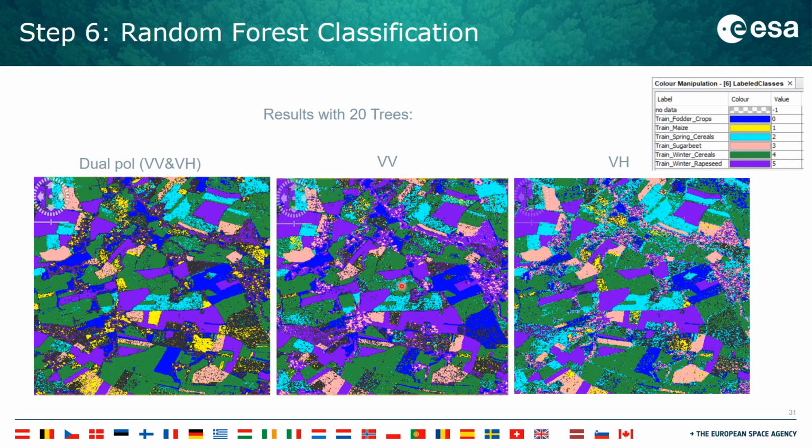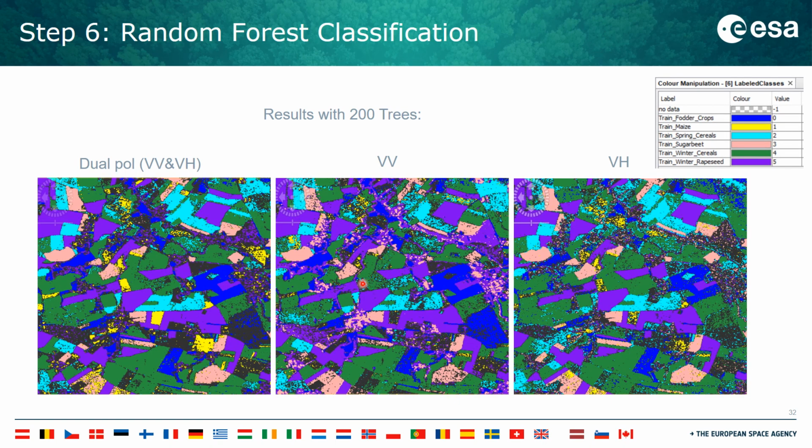In the next slide, I did it with 200 trees. So for example, have a look here and notice how speckled it is, because this is sugar beet in this case. In the next slide, it is not so speckled. See, this is what I meant. With 200 trees, the results improved. There is less speckle, and dual-pol continues to be the best one. Best one in terms of how nice it looks, but I haven't validated yet.